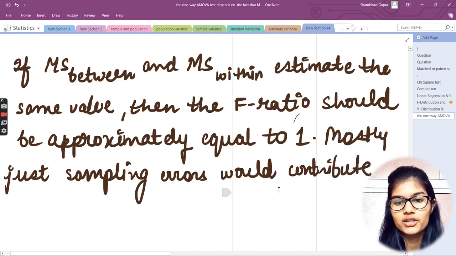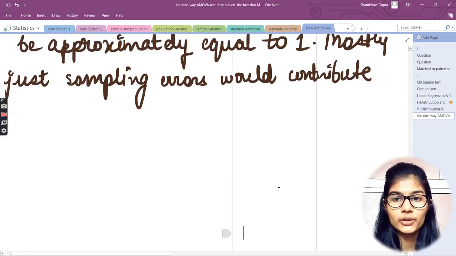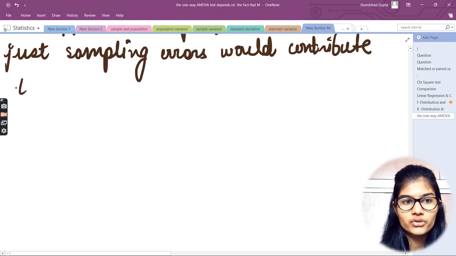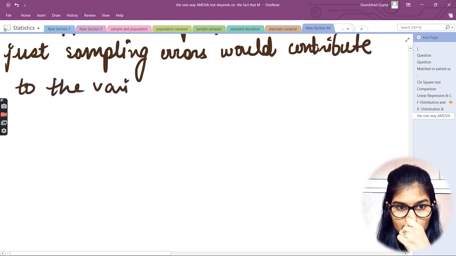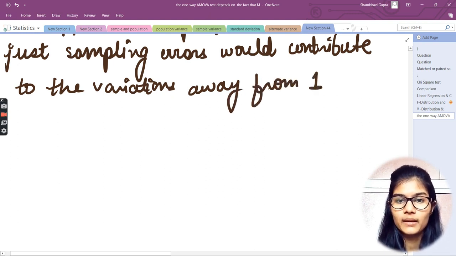Let me go down here for a short time. Fine. So if the MS between and the MS within estimate the same value, then the F ratio should be approximately equal to 1. Mostly the sampling errors would contribute to the variations away from 1. Okay, so just sampling errors would contribute to the variations away from 1.